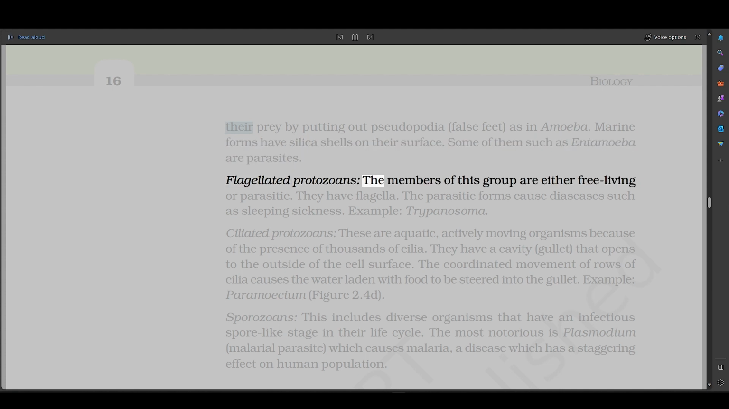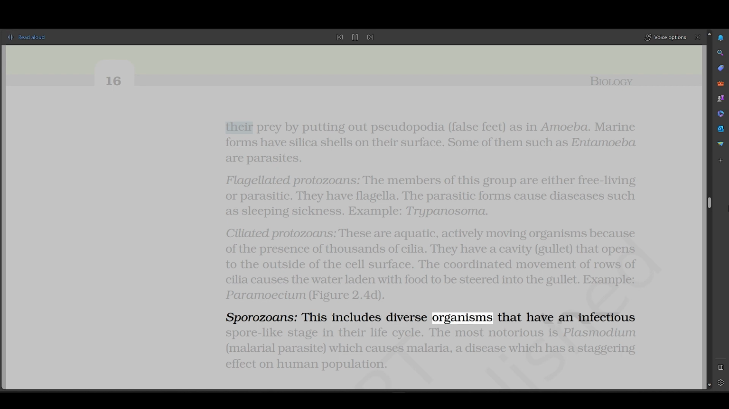Flagellated protozoans: the members of this group are either free-living or parasitic. They have flagella. The parasitic forms cause diseases such as sleeping sickness. Example, Trypanosoma. Ciliated protozoans: these are aquatic, actively moving organisms because of the presence of thousands of cilia. They have a cavity (gullet) that opens to the outside of the cell surface. The coordinated movement of rows of cilia causes the water laden with food to be steered into the gullet. Example, Paramecium, Figure 2.4d.